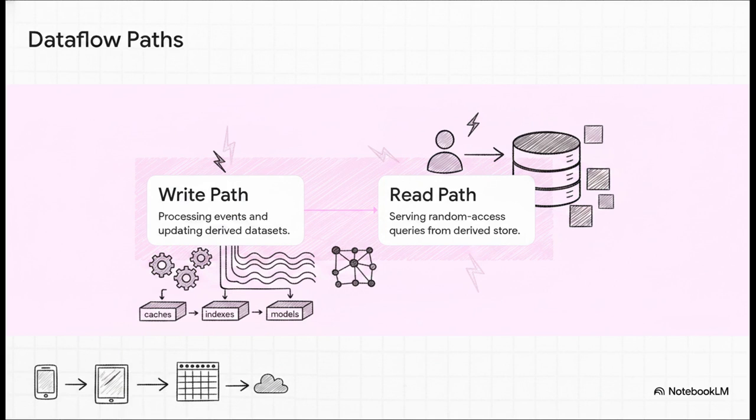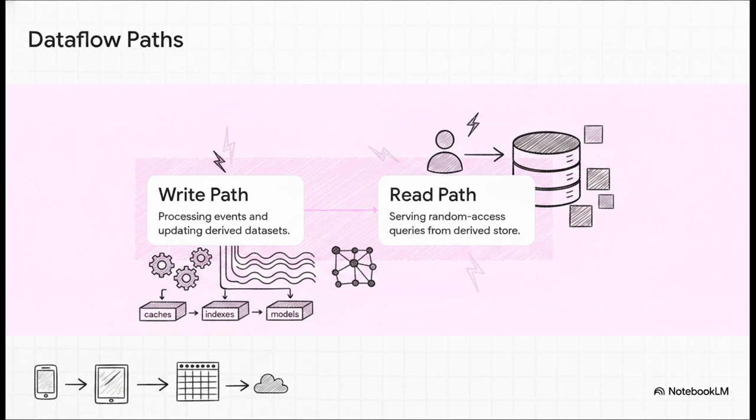Path 2 is the read path. When a user actually queries the system, they aren't scanning that massive event log. They are doing a fast, random access query against the highly optimized derived store. Usually, the data store sits right in the middle as the boundary between these two paths. But the author suggests something really cool here.